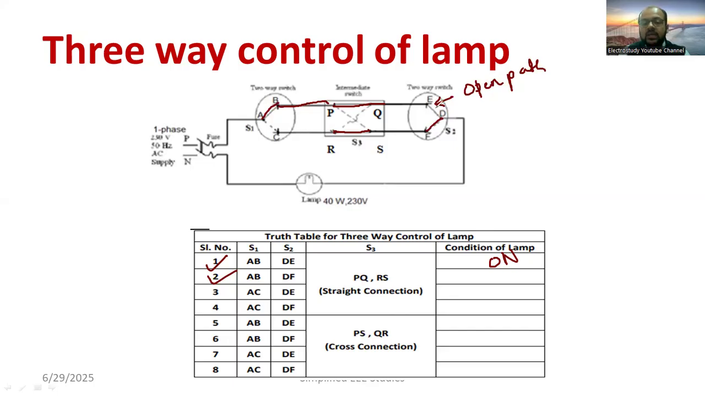Since D is not connected, no current will pass to the lamp. So the lamp is going to be at off condition only. So let me write it as off condition. I hope you understood. Now let me talk about other conditions.